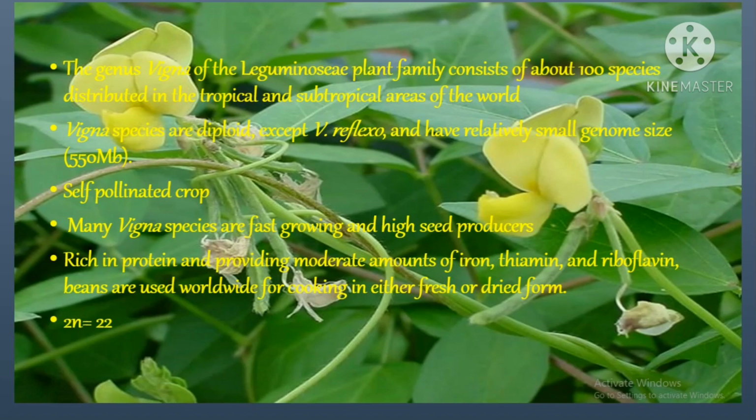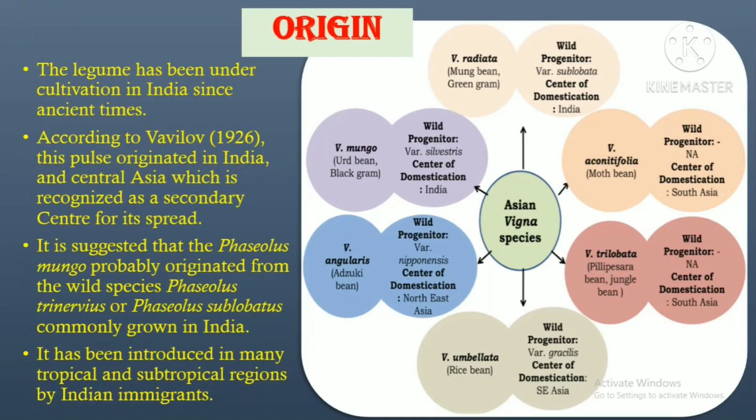The legume has been under cultivation in India since ancient times. According to Vavilov, the pulses originated in India and Central Asia, which is recognized as the secondary center for its spread. It is suggested that the Phaseolus mungo probably originated from the wild species Phaseolus sublobatus, commonly grown in India. It has been introduced in many tropical and subtropical regions by Indian immigrants.